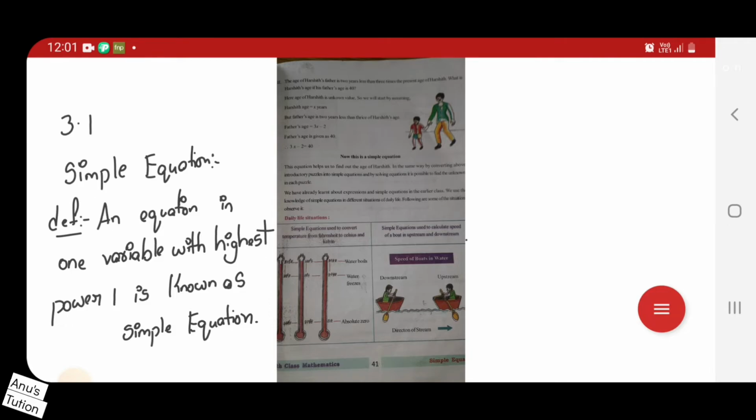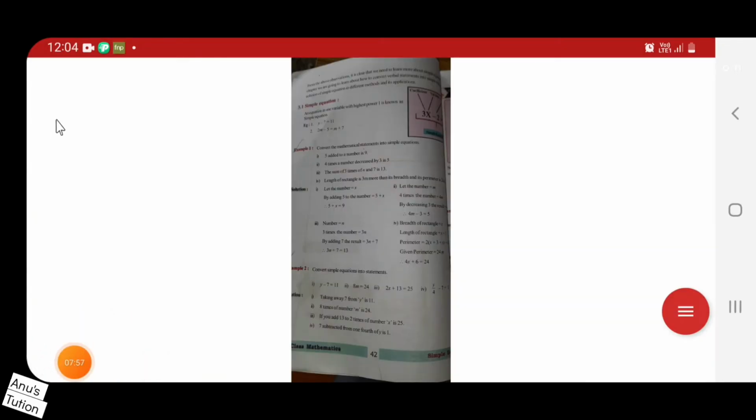What is the definition for the simple equation? An equation in one variable with highest power 1 is known as a simple equation. Okay, and the examples given for this simple equation we will discuss now. See, if you observe here, this is the simple equation and the definition for the simple equation. Here one example is given for that simple equation.